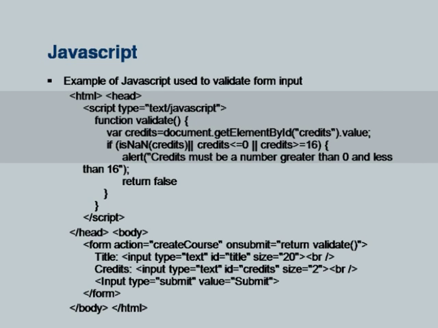This one does validation of form input. If you entered the credits, it checks that credits is a number which is between 0 and 16, or in this case greater than 0 and less than 16. And this piece of code tells you how to invoke the JavaScript validation function as part of the form, on submit return validate. So I will skip the details, but you can get JavaScript code executed when submit is clicked.